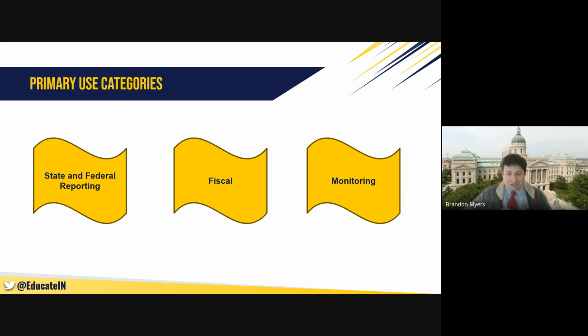Then we have the big headline section, which is fiscal, because it does have very large amounts of money that are being allocated based off of this data. And then finally, which probably takes the most time for our office, is the monitoring that we're required to do under mostly federal law. Although we do have some state monitoring as well, but mostly our federal responsibilities to monitor each of those 425 school systems. And I'll explain a little bit how this data helps us do that.